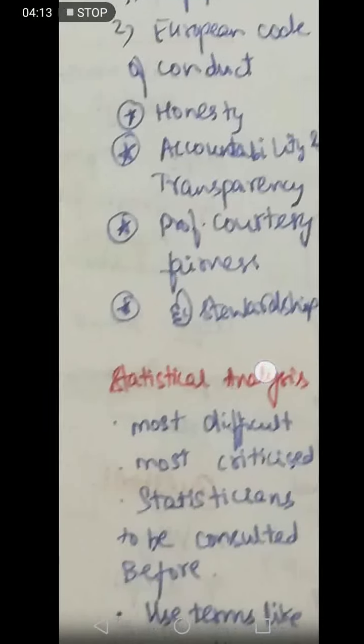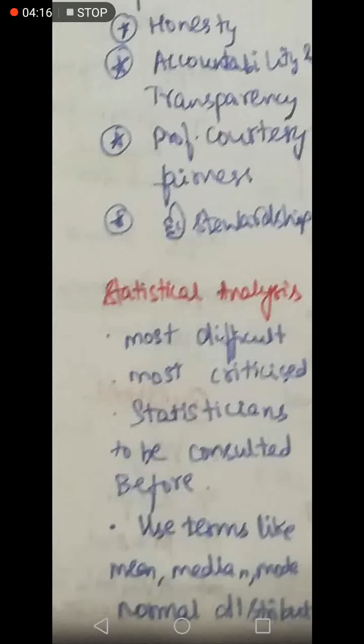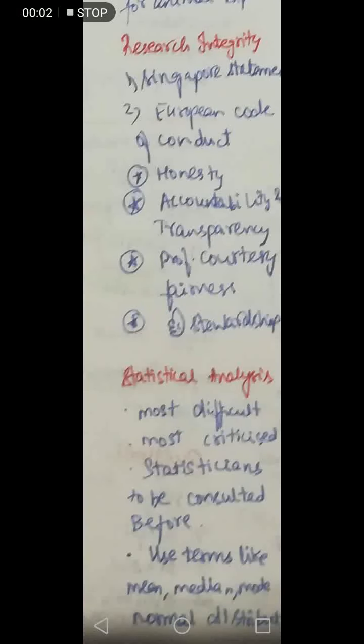Statistical analysis, however, is the most difficult of all the parts of research. It is also the most criticized part. Statisticians have to be consulted before starting the research, and they will guide us on how to go about the research. Use terms like mean, mode, median and normal distribution, because these are very easy to understand.